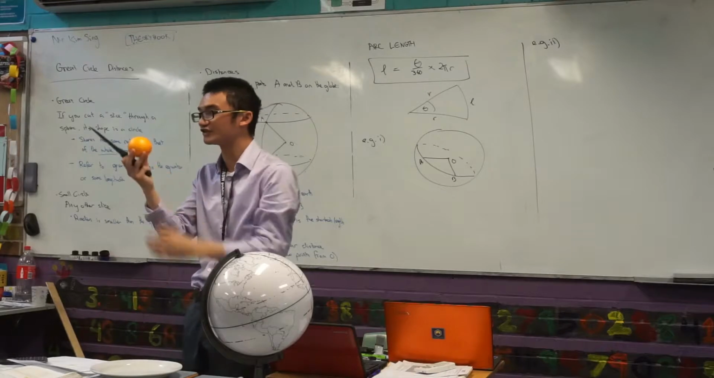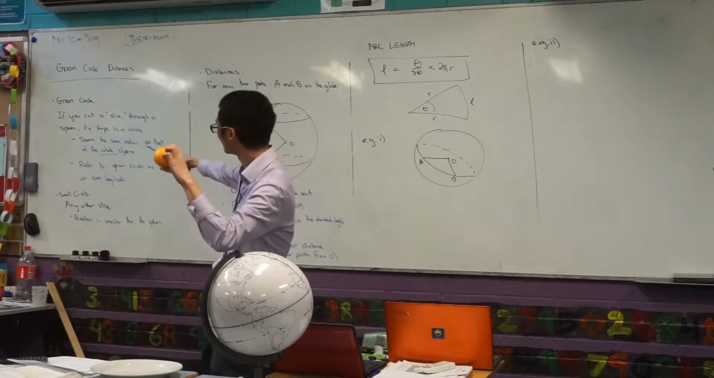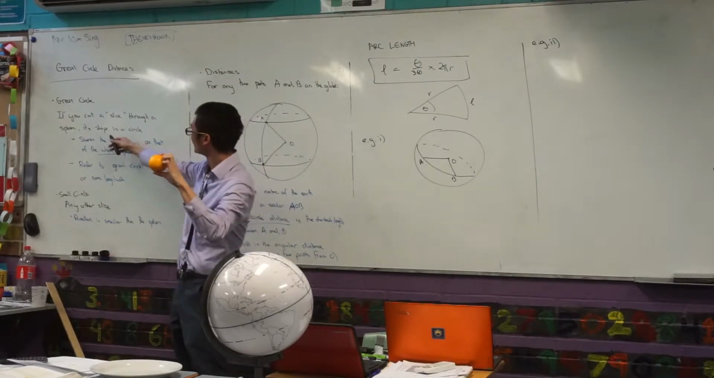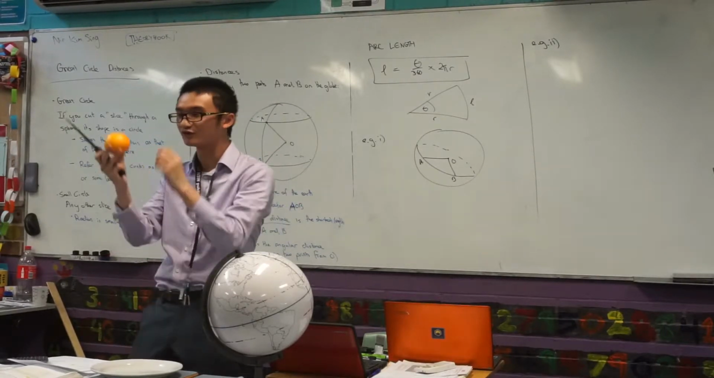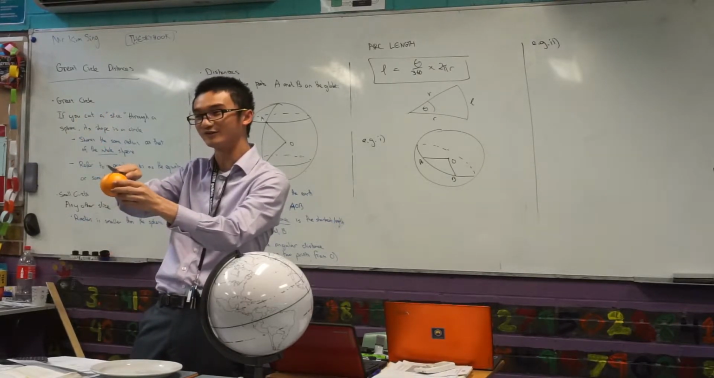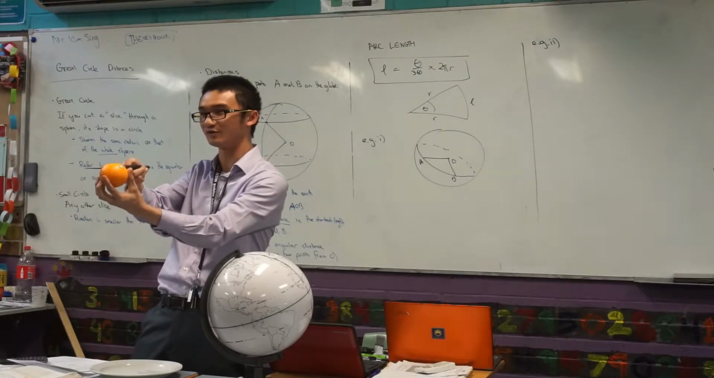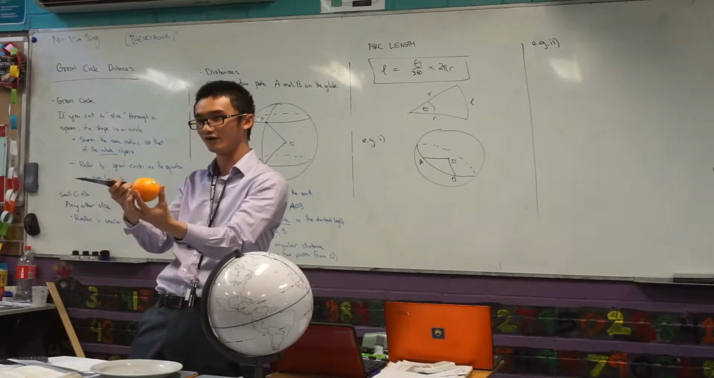So I need to cut through the center of the sphere. That's called a great circle. If I'm slicing through it, I want to cut through the center of the whole sphere. So any cut through here will give me a great circle. But what about if I made a cut close to the top here? Am I going through the center of the sphere? No, I'm not. You're going straight.